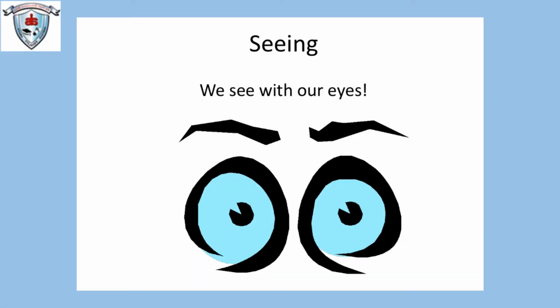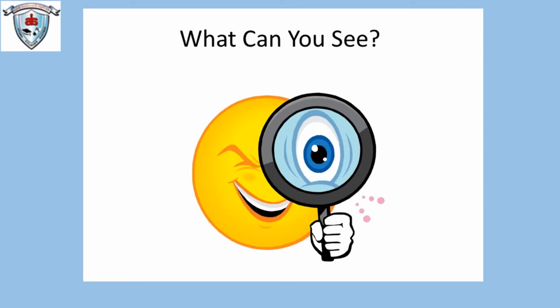We see with our eyes. Can you tell me, children, how many eyes we have? Count with me, come on. One, two. We have 2 eyes. Now, let's see what we can see with our eyes. Can you look around and see what all things you see?